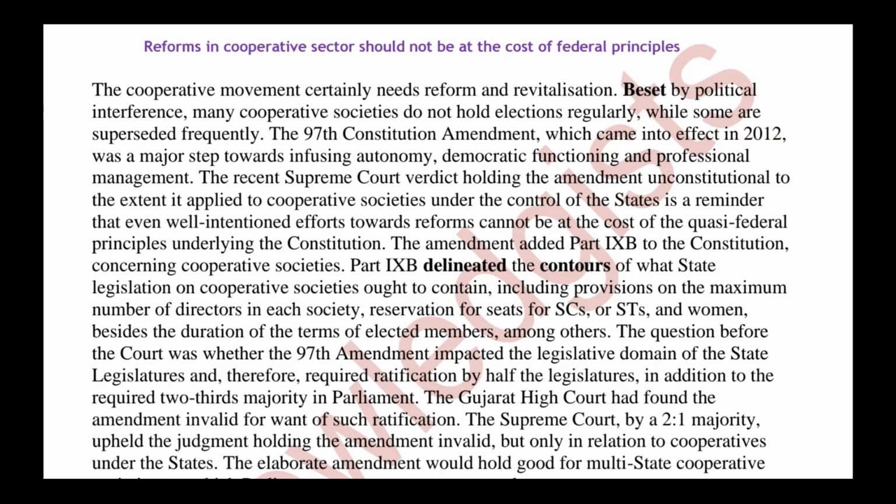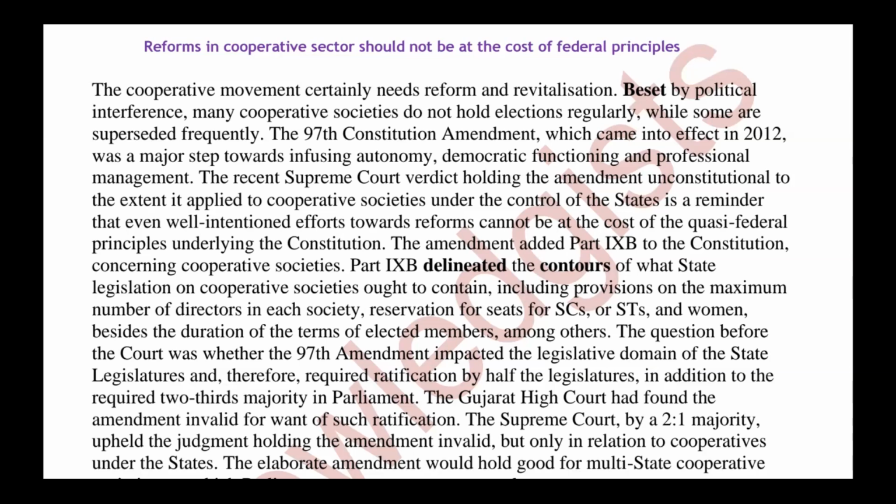Then the 97th Constitution Amendment, which came into effect in 2012, was a major step towards infusing autonomy, democratic functioning, and professional management. The recent Supreme Court verdict holding the amendment unconstitutional to the extent it applied to cooperative societies under the control of the states is a reminder that even well-intentioned efforts towards reforms cannot be at the cost of quasi-federal principle underlying the constitution.